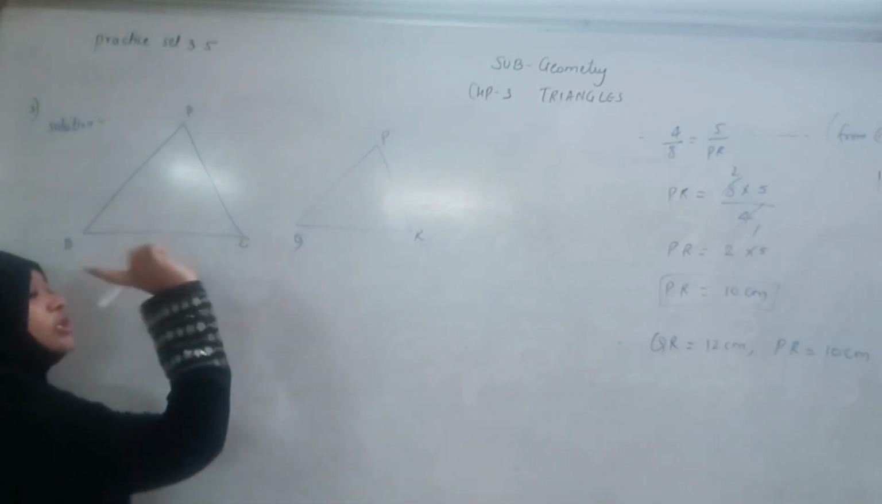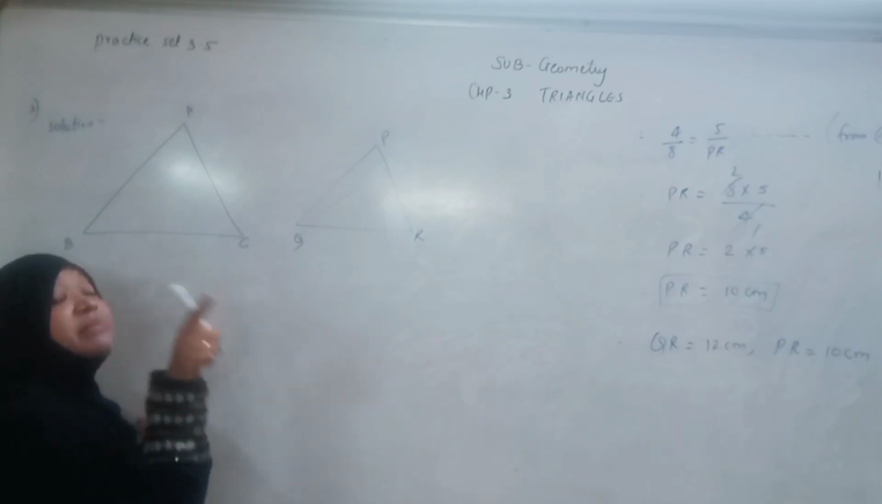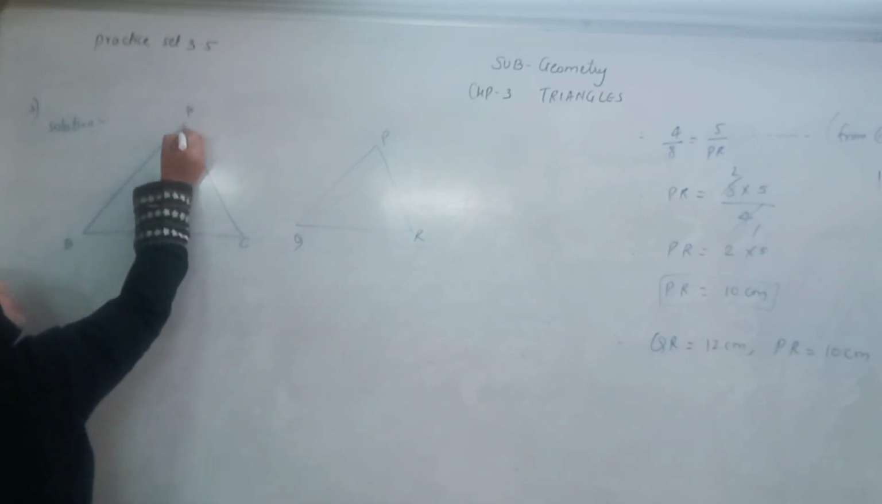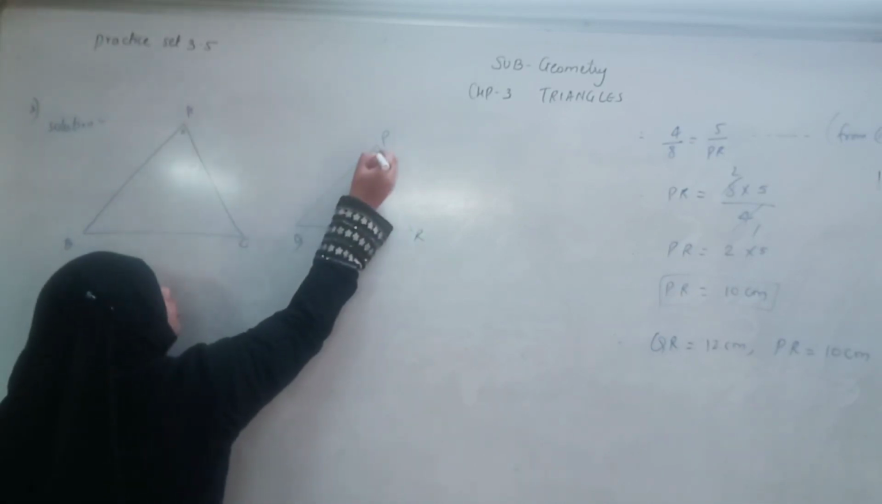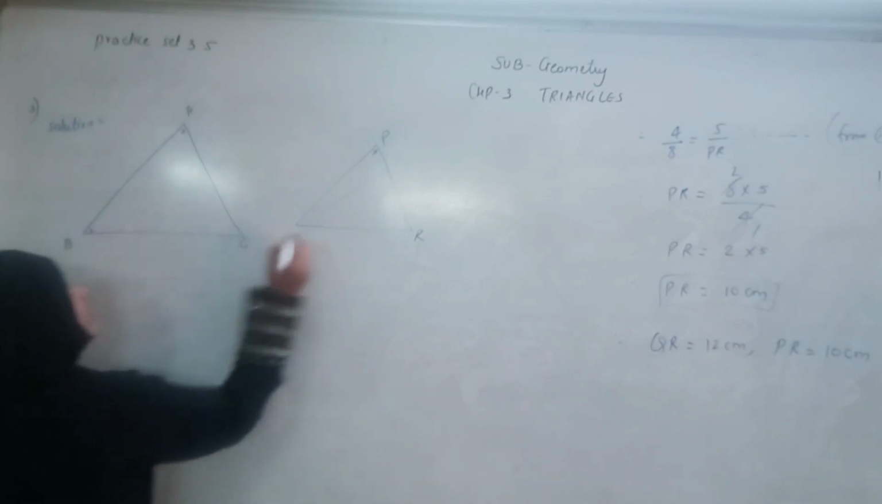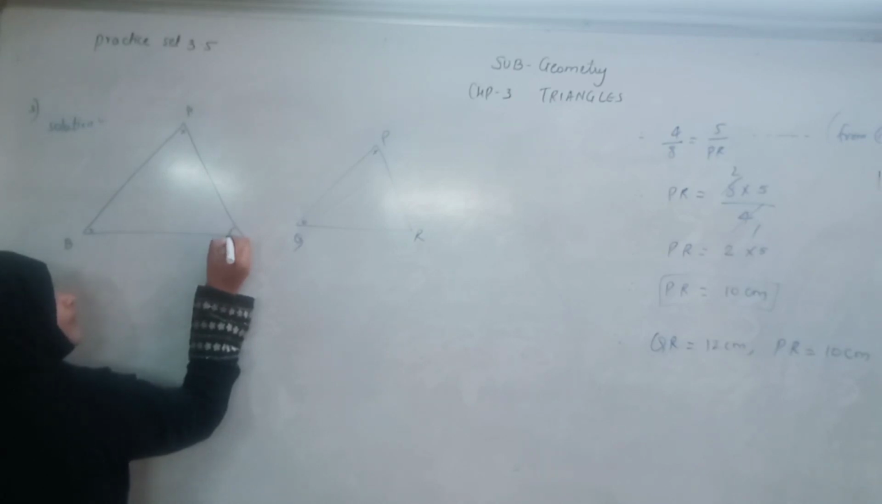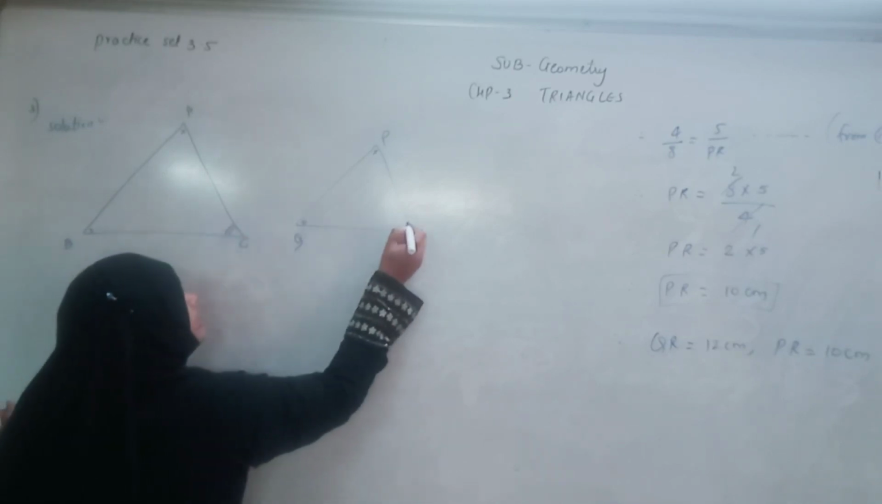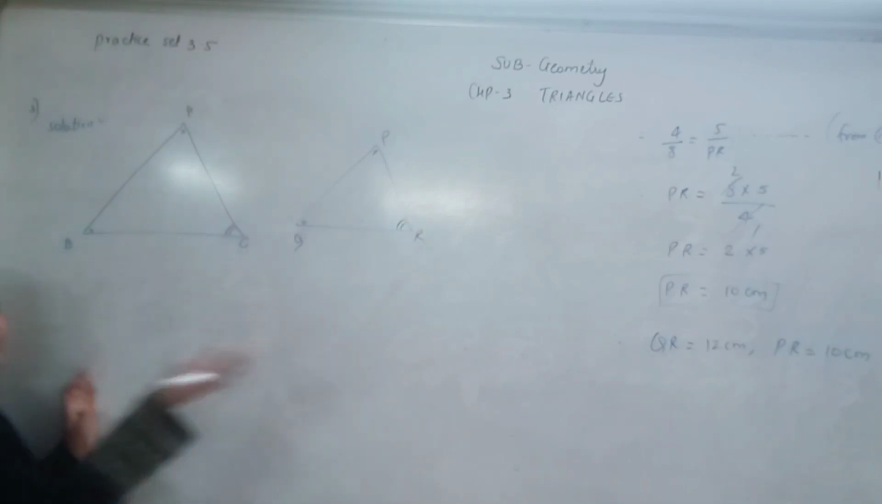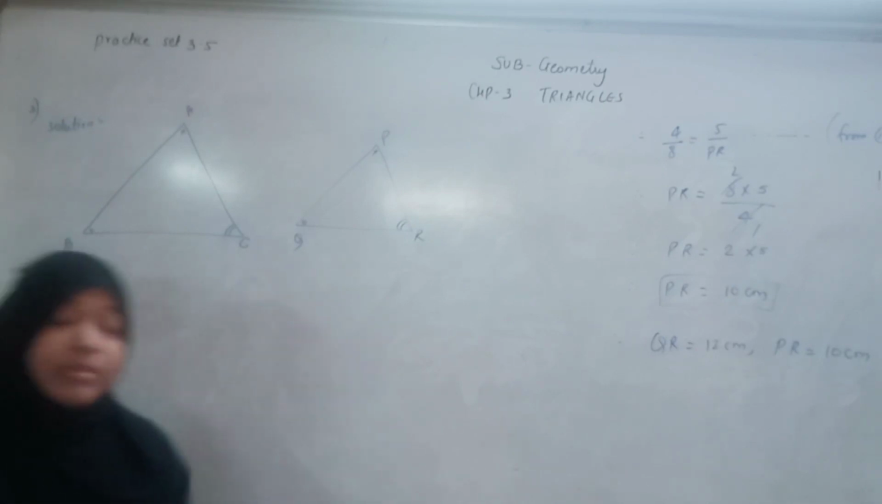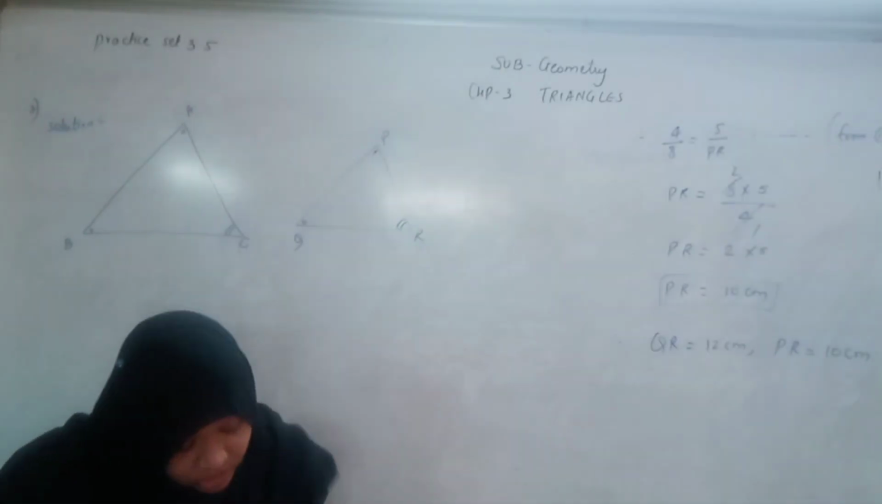We have to show the corresponding angles with a similar sign. So A corresponds to P, B corresponds to Q, and C corresponds to R. I have taken my own sign. You can change it and write with a similar sign. Then next, your question is asked.